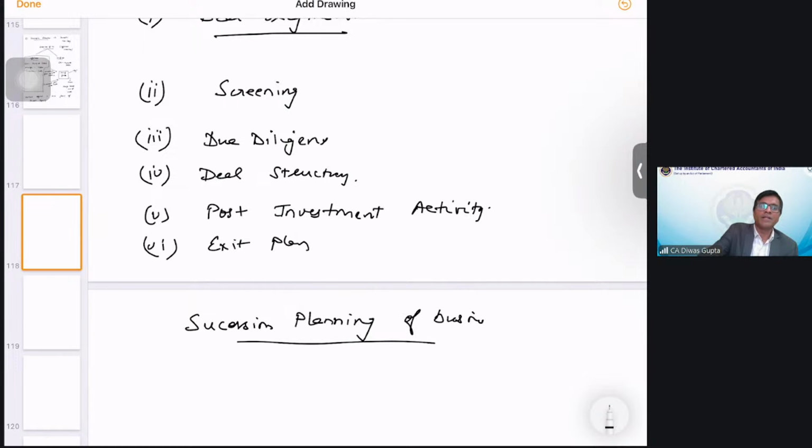Now let's come to succession planning. So students, first of all, what do we mean by succession planning?